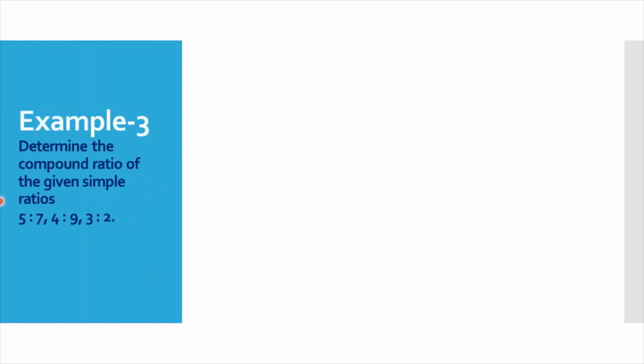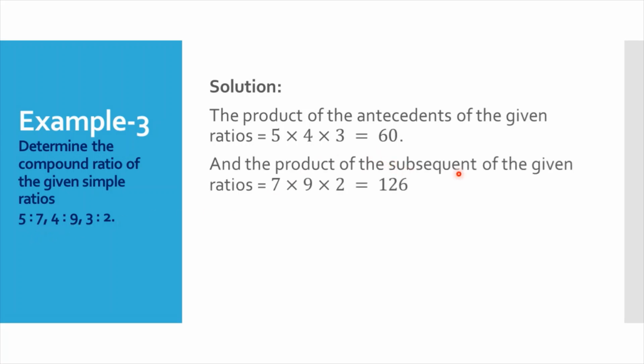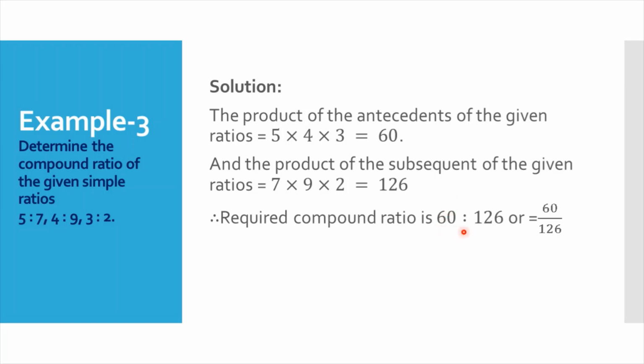So my dear students, now example number 3. Determine the compound ratio of the given simple ratios 5:7, 4:9, 3:2. Let us see the solution. For finding the compound ratio, at first we have to find the product of the antecedents of the given ratios: 5 multiplied by 4 multiplied by 3, that would be 60. And the product of the subsequents: 7 multiplied by 9 multiplied by 2, that would be 126. Therefore, the required compound ratio is 60:126, or 60 divided by 126, because a ratio is one kind of fraction.